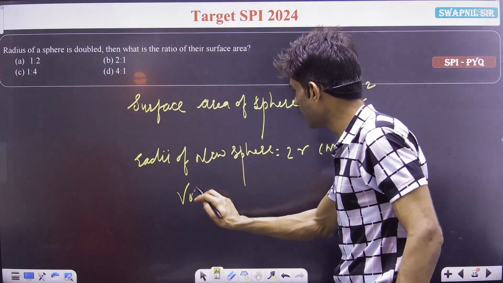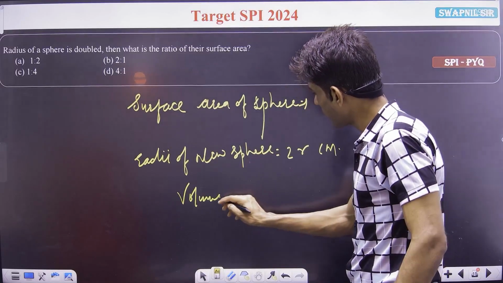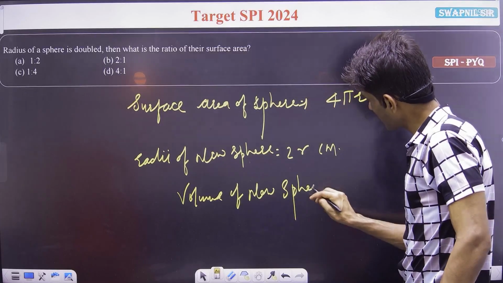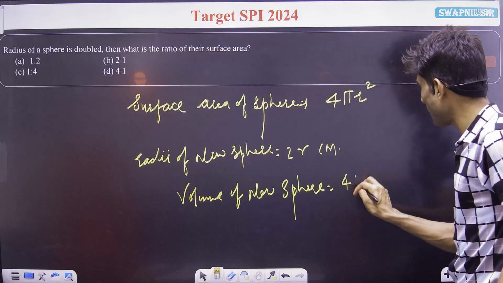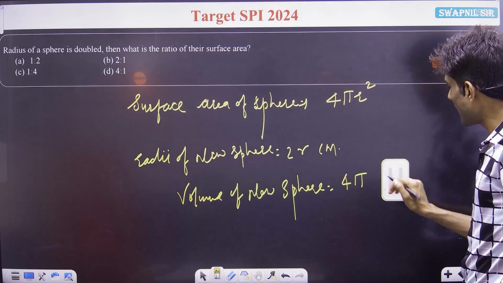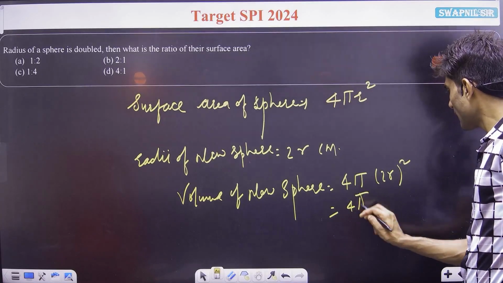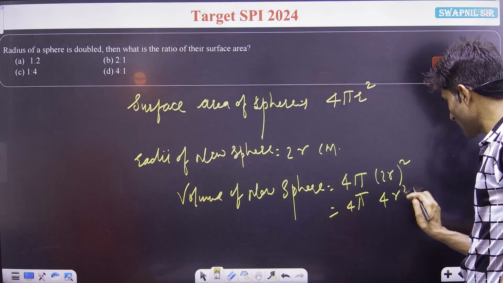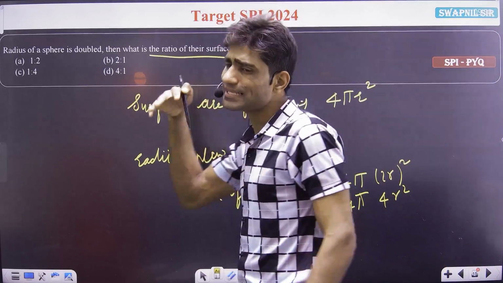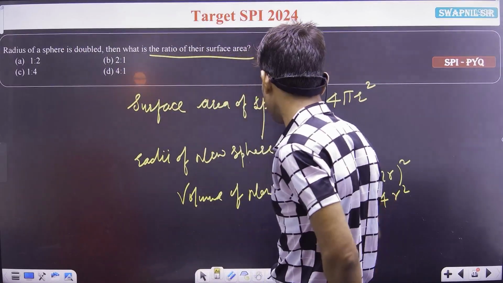Let me write the volume of the new sphere. What is the volume of the new sphere? 4 pi as it is. The radius is doubled, that means 2 times r square, r is replaced by (2r) square. That means 4 pi into 4r square. Okay, this is the volume of the new sphere. Sorry, and we want the surface area, it is not the volume, it is the surface area of the new sphere.